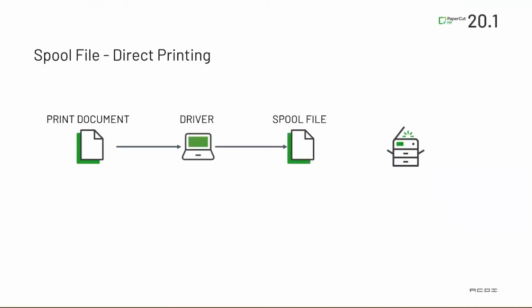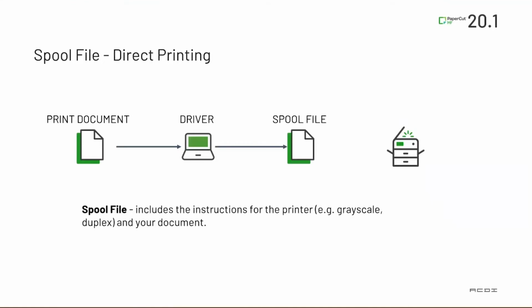Let's see how direct printing works. This is the usual setup for personal use of printers at home. When a file is printed, it goes through a printer driver, which then generates a spool file. A spool file includes the document as well as instructions on how the printer should print it. And in this case, the spool file is directly sent to the printer and it gets discarded right away.